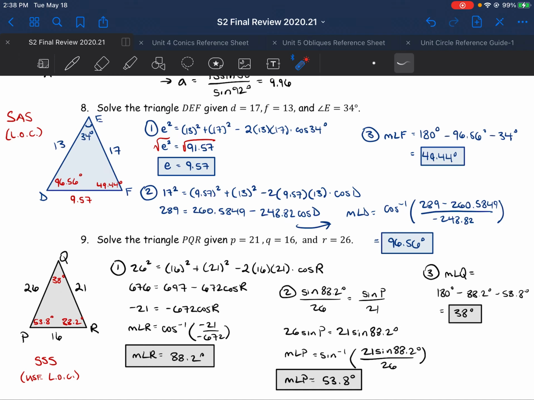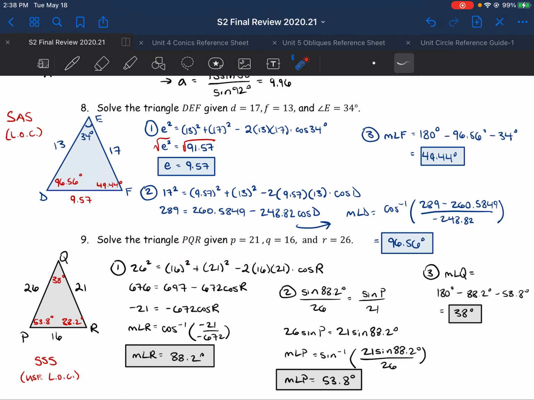This is a side side side triangle, so we're going to need to use law of cosines to at least start the problem. And one of the things that you really want to be careful with is when you use law of cosines to find an angle, you want to be finding the largest angle first, okay? So we can see that 26 is the largest side, which means angle R is going to be the largest angle. That's the angle that I start with first. Again, here's angle R, so I know this over here needs to be side R, and then these are just going to be the other two sides.